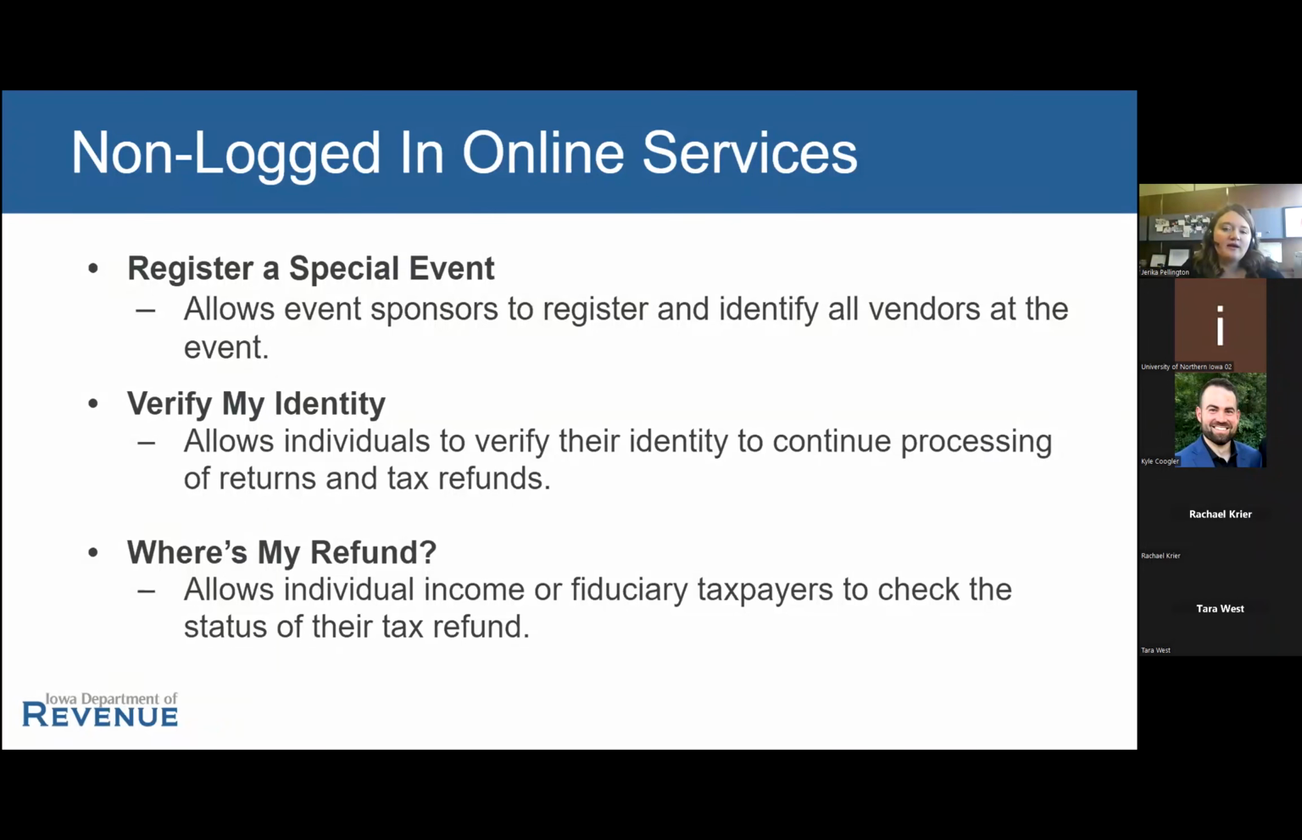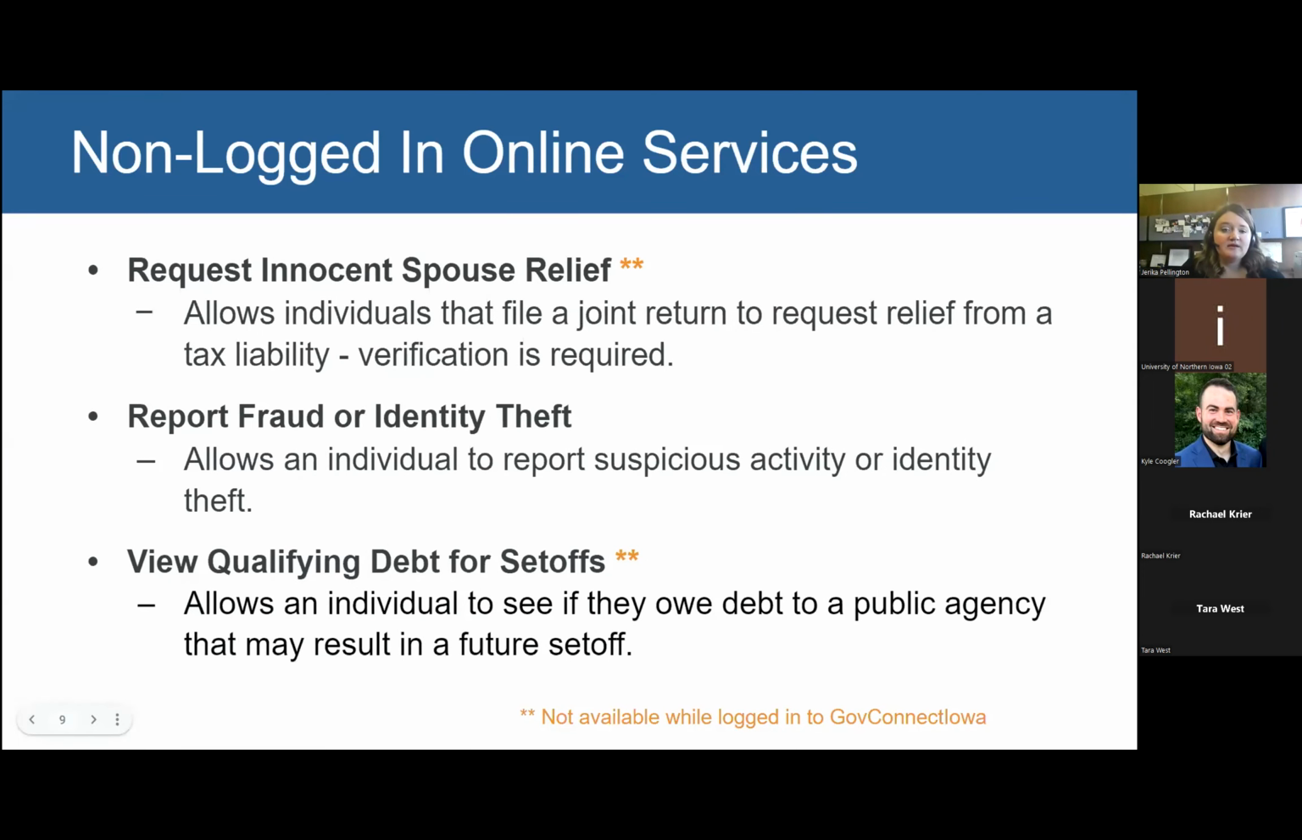The next three that we have, the first one is innocent spouse relief. More information will be available on GovConnect Iowa beginning on November 13th. And then we have the report fraud or identity theft. These forms currently live on our website. However, you can still go to the same place. If you go out to tax.iowa.gov, they have a resources tab, and from there you would be able to see the report fraud. And so you would still be able to click those links to get to these beginning on November 13th. But these will be processed through GovConnect Iowa.